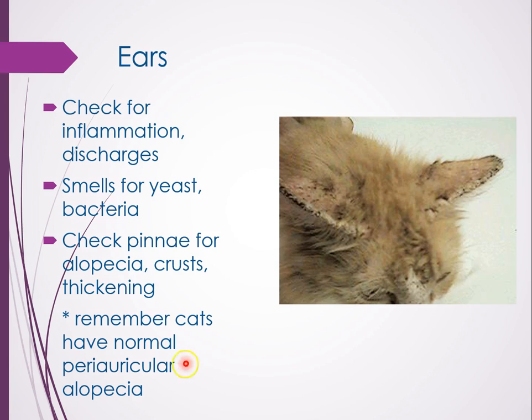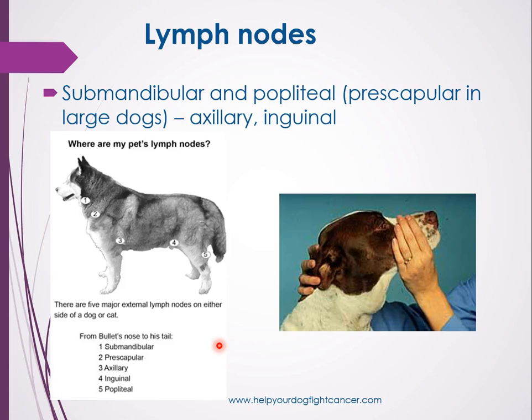Please do remember that cats will have a normal periauricular alopecia. It's normal. Why? Maybe I should do it as a quiz later. All right, so moving on.